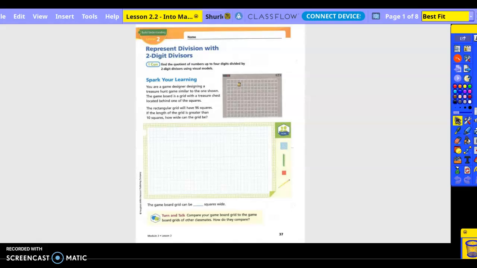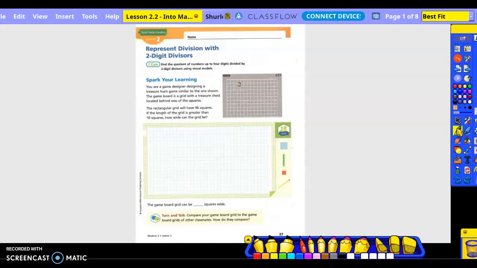The game board is a grid with a treasure chest located behind one of the squares. The rectangular grid will have 96 squares. If the length of the grid is greater than 10 squares, how wide can the grid be? Okay, so we have 96, and the length of the grid has to be greater than 10 squares. How wide can the grid be?